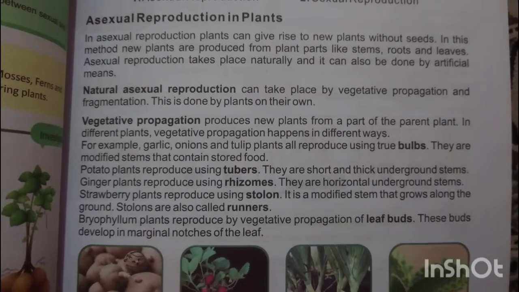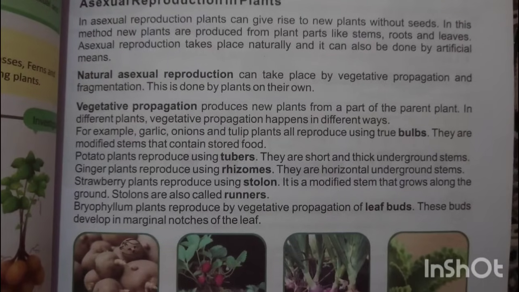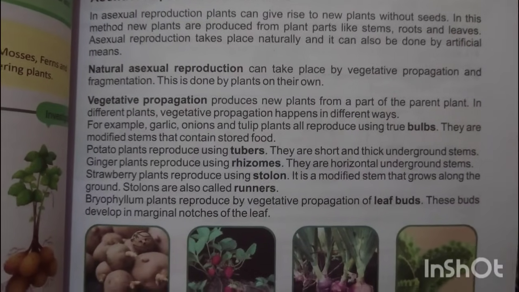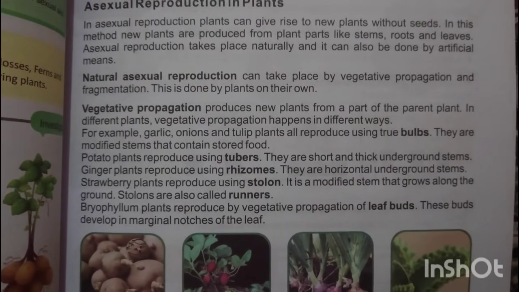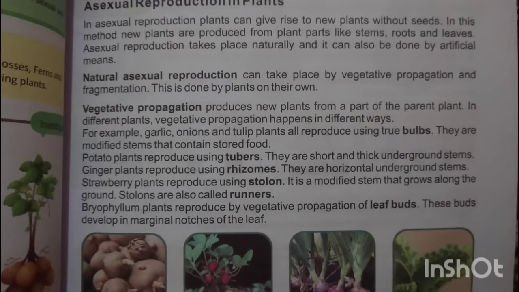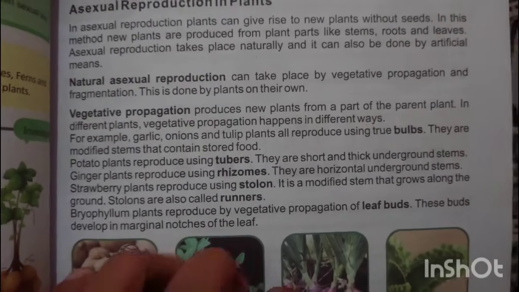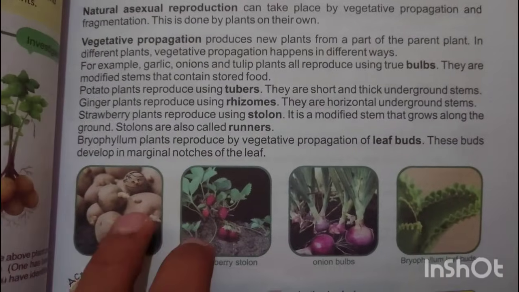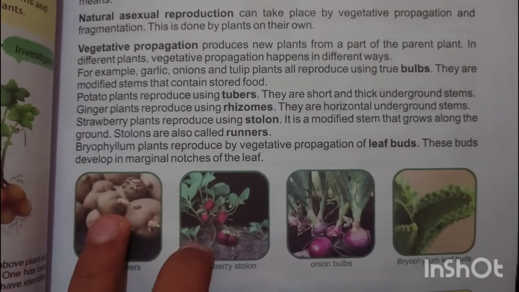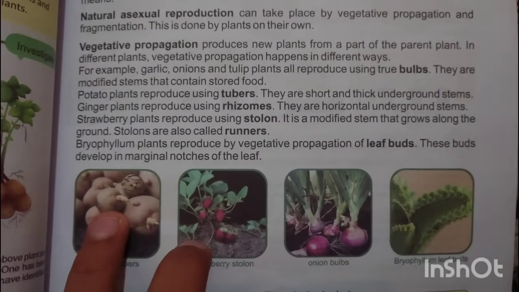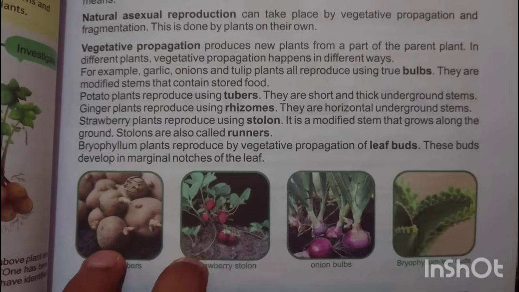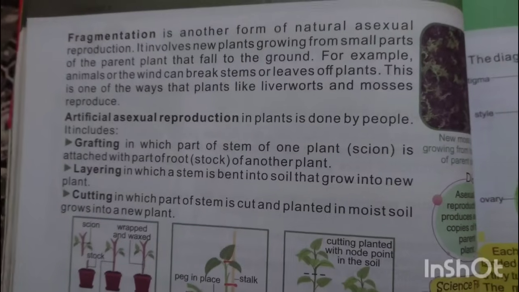Ginger plants reproduce using rhizomes. They are horizontal underground stems. Strawberry plants reproduce using stolons. It is a modified stem that grows along the ground. Stolons are also called runners. Bryophyllum plants reproduce by vegetative propagation of leaf buds. The buds develop in the marginal notches of the leaf.